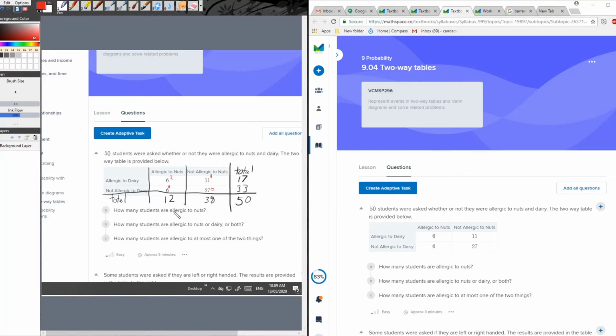So how many students are allergic to at most 1 thing? Well, we have these people over here. They're allergic to 1, they're allergic to 1, and these people are allergic to 0. So how many people are allergic to at most 1 thing would be 6 plus 11 plus 27, equal to 44. So 44 people are allergic to at most 1 of the 2 things.